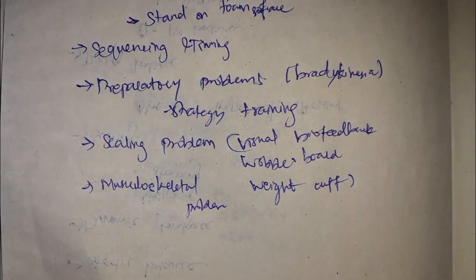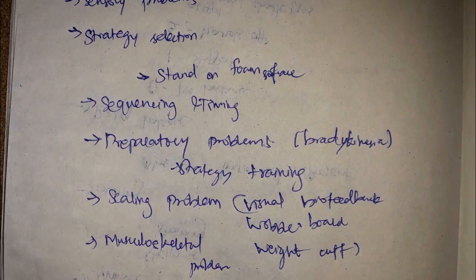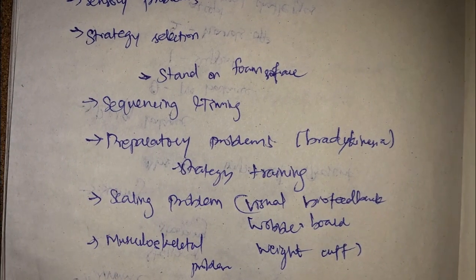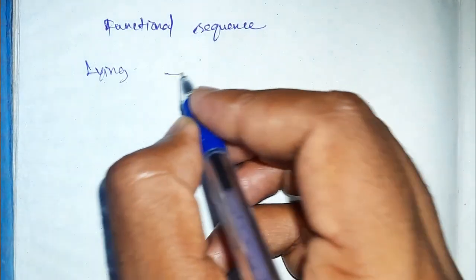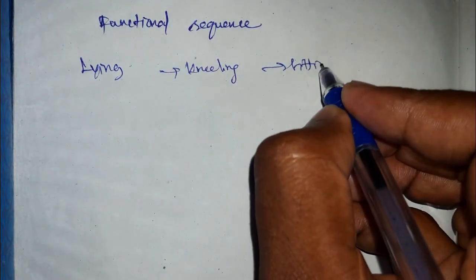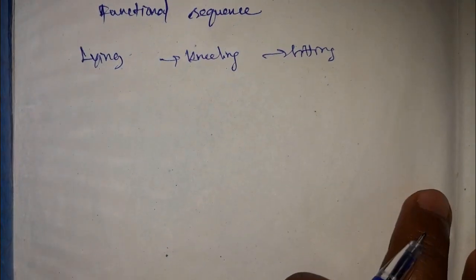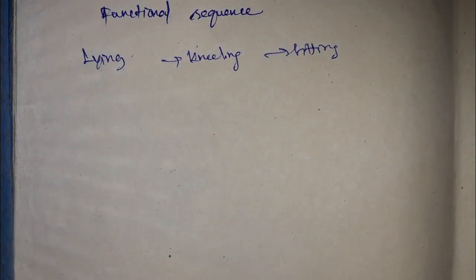I already said one thing, that is sequencing and timing. So for balance training we have the functional sequence. Let's start with the functional sequence. It always starts with lying, kneeling, then sitting. This is the sequence. Balance activity starts from the lying position, then the kneeling position, then the sitting position.